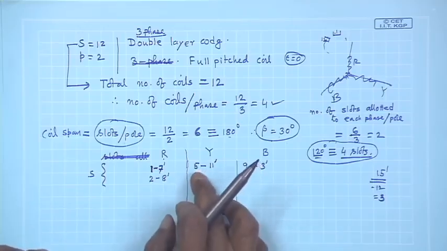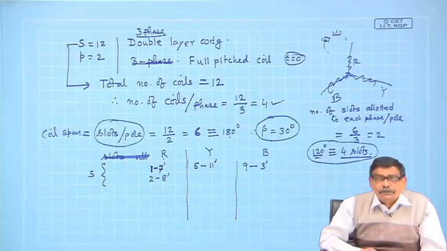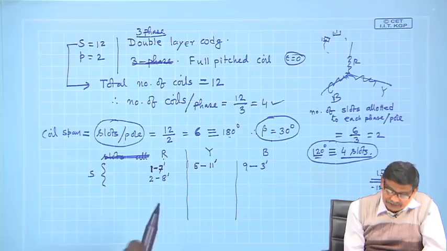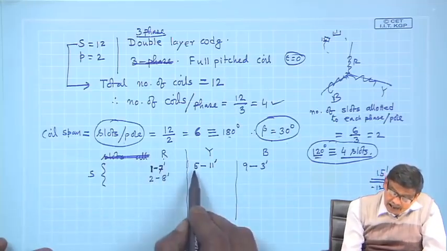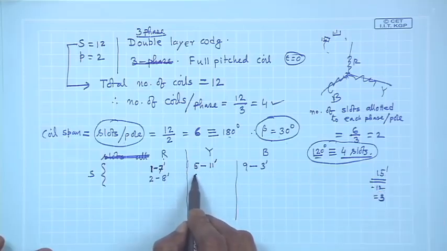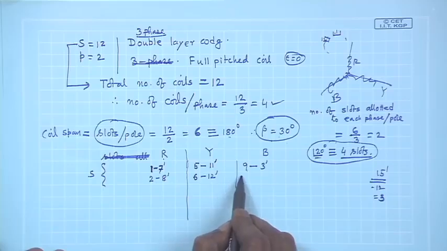Then I want to distribute the coils of Y phase also, because under each pole I will have 2 consecutive coils. That is what I have done for R phase. Then I must do this 5 11 dashed and 6 12 dashed. This is what I will do. Once I get this, I will say this is 10 and this is 4 dashed.